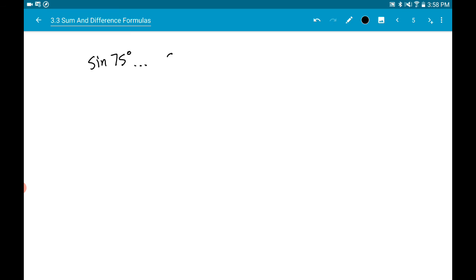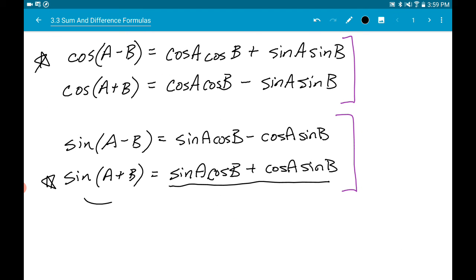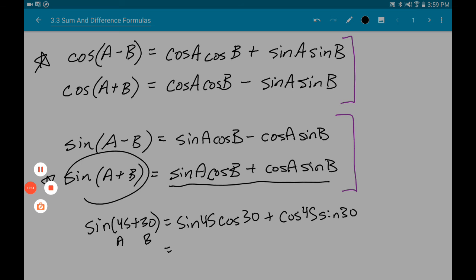then you could think of this as, well, I could break it up into sine of 45 plus 30, and then use the sum formula for sine. Sine 45 plus 30, we could write as sine 45 cosine 30, because this is A and B, plus cosine 45 sine 30, and then you use your unit circle to find those values. So I'll leave that for you to try for fun.